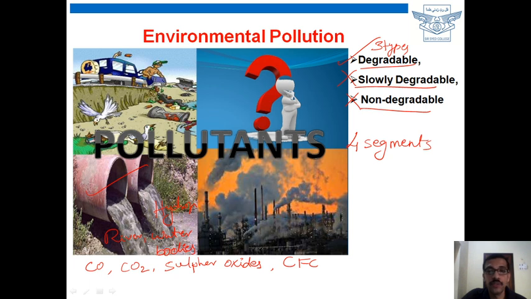So just go through all this section in the textbook. In detail you have the explanation, and whatever I have mentioned in the notes, you can refer to the textbook or the notes for the environmental segments as well as for pollutants, okay. So let me know if you have any doubts for today's class, okay.